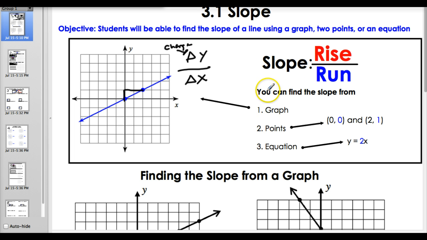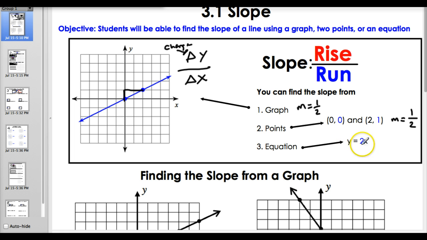Okay, so there are 3 ways to find the slope. You could do it from a graph. Now, if you look over here, to find the slope, we just ask, how much do we go up? We go up 1, and we go over 2. So our slope, and we use m to denote slope, is 1 over 2. Another way I could do this is just looking at the points. My change in y from 0 to 1 would be 1, and my change in x from 0 to 2 would be 2. So you could do it from points too.